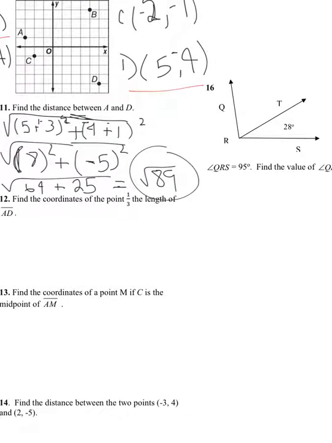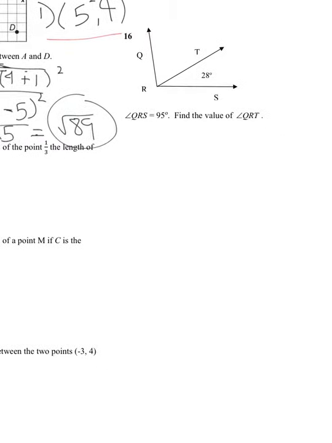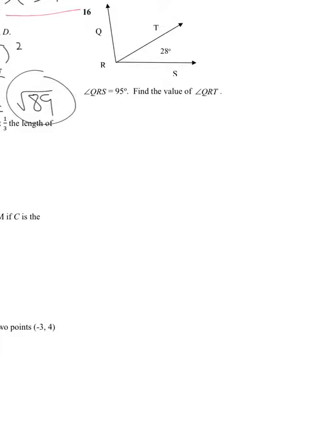Number 12, our favorite problem. We're going to need space, so I'm going to come over here to do number 12. So we have A at -3, 1. We have D at 5, -4. The fraction, mn, is 1/3.